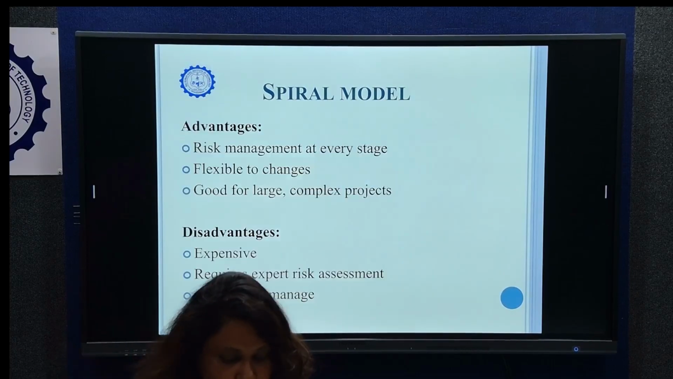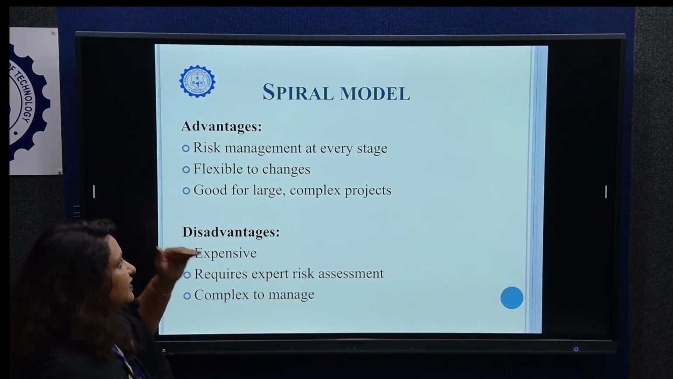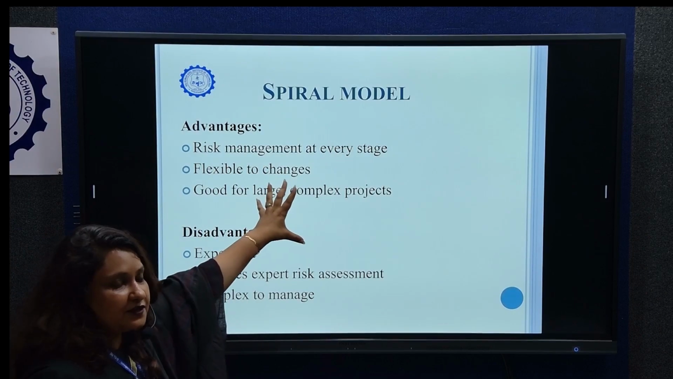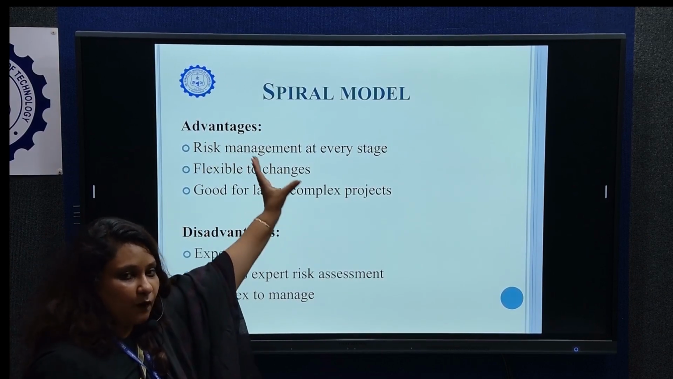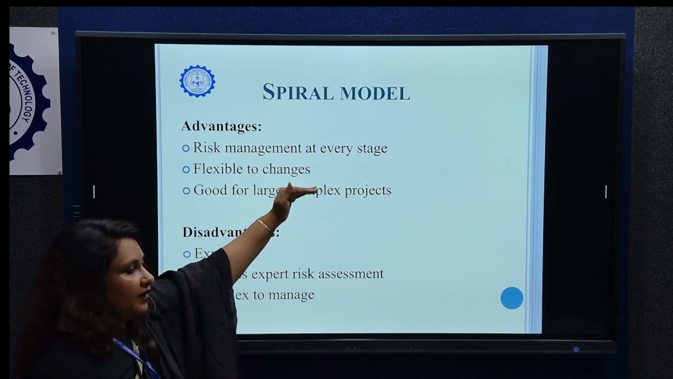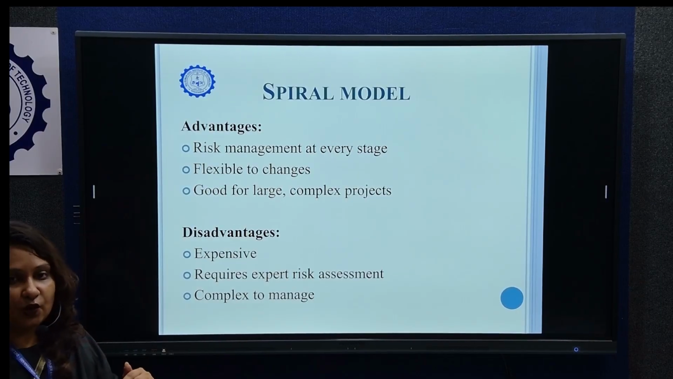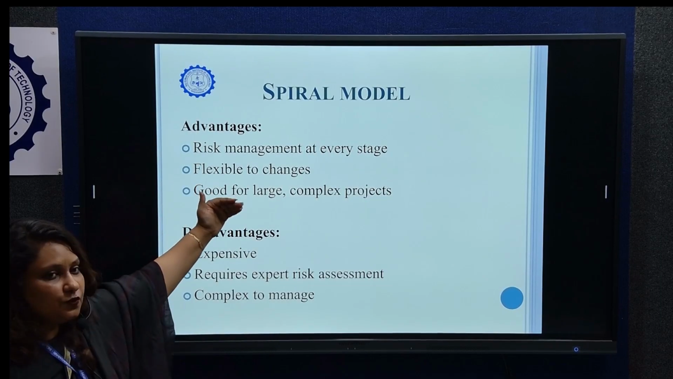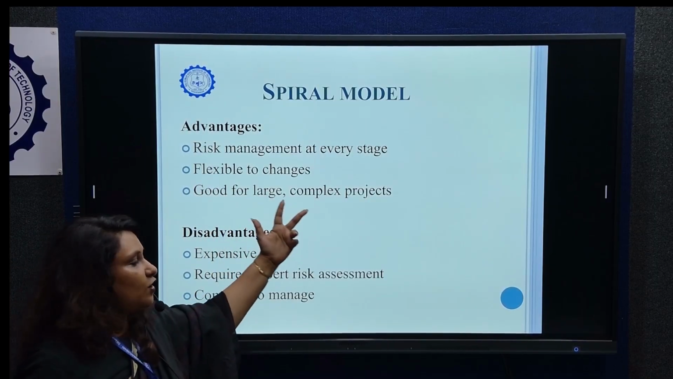So these are the basic advantages and disadvantages of the spiral model. First, risk management at every stage. As I told you, risk analysis and risk management are quite an important part, and a very positive pro for the spiral model. It is also flexible to changes. If we require any changes during the development of the product, we can do them in between. We can go ahead with large and complex models.